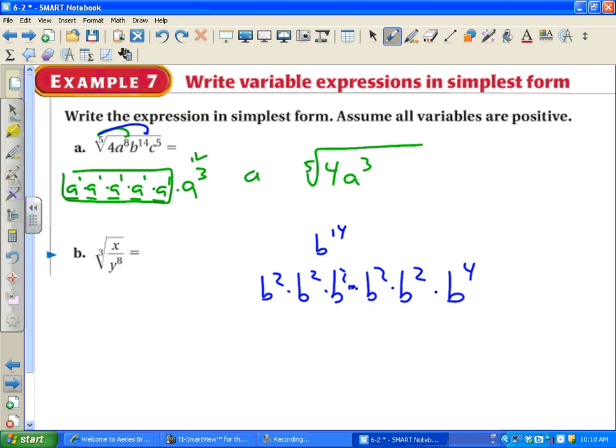That must mean I'm taking a 1, 2, 3, 4, 5. I need 5 of something to take it out. I'm taking a b squared out, and I'm leaving a b to the 4th on the inside.